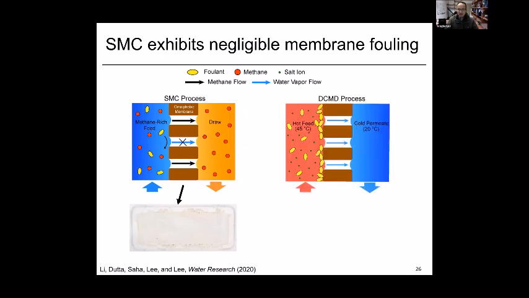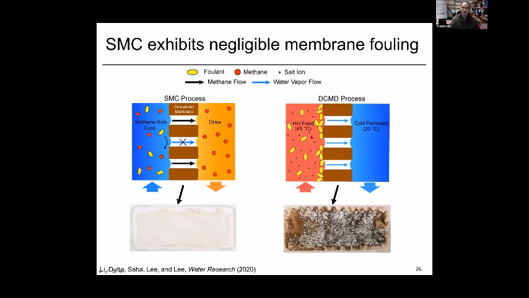As a control experiment, we did a membrane distillation experiment to produce water flux across the membrane. And as you can see here, using exactly the same feed wastewater, we saw a lot of fouling on the surface. And through several follow-up experiments, we concluded that this lack of water flux across the membrane helps prevent the membrane fouling in this SMC process.